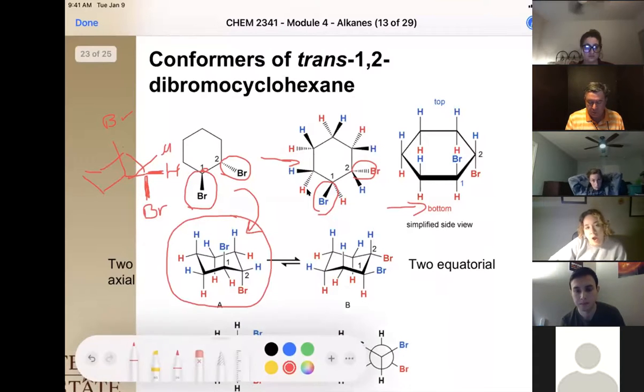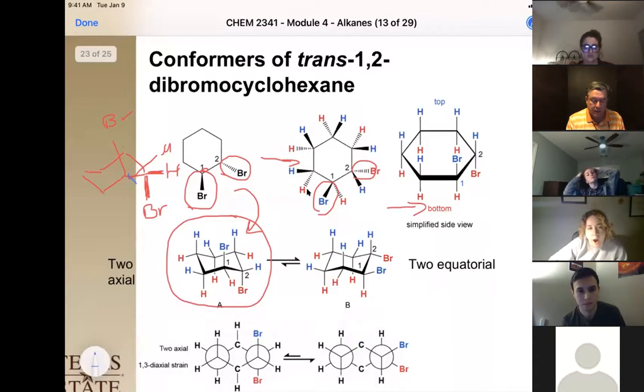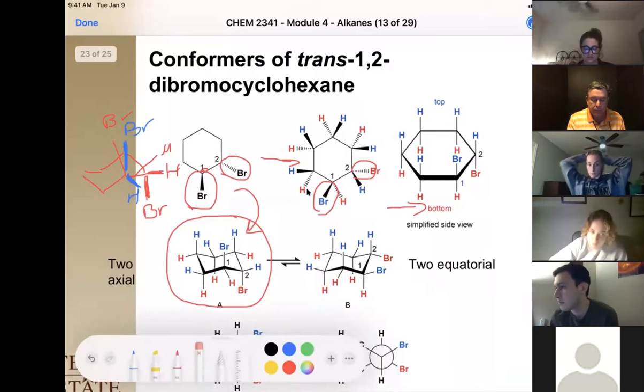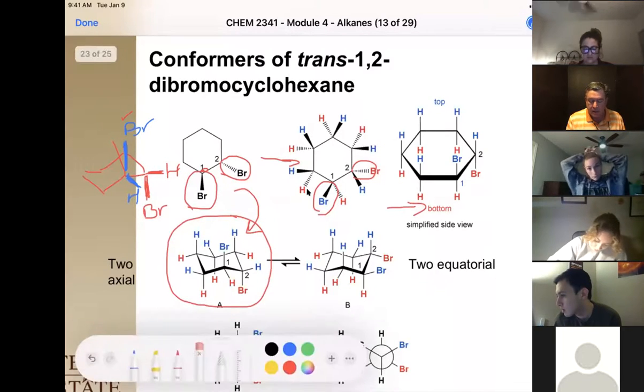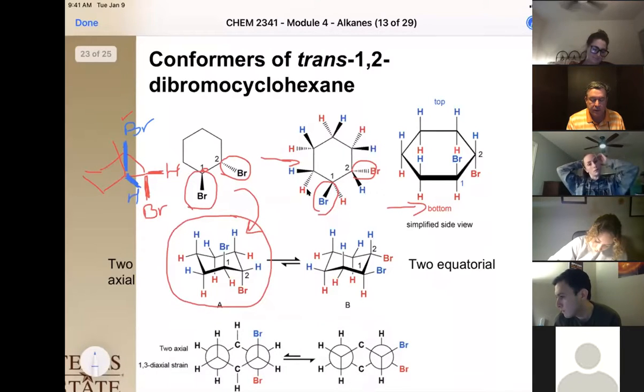And let me draw the other one in blue here. Then this hydrogen right here and this bromine are on the other carbon, for clarity here. And this bromine is axial and this hydrogen is equatorial.